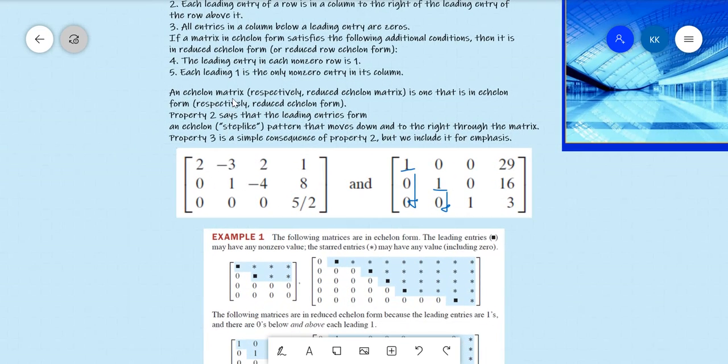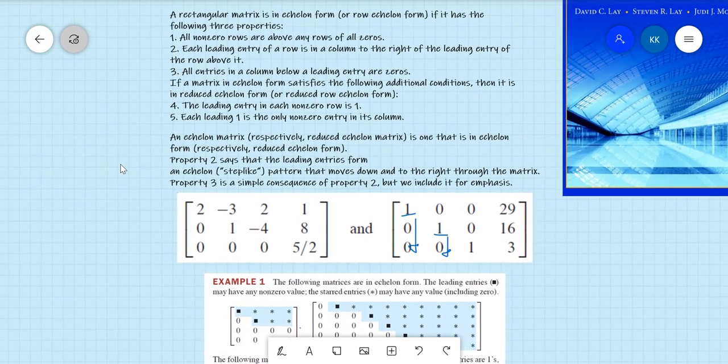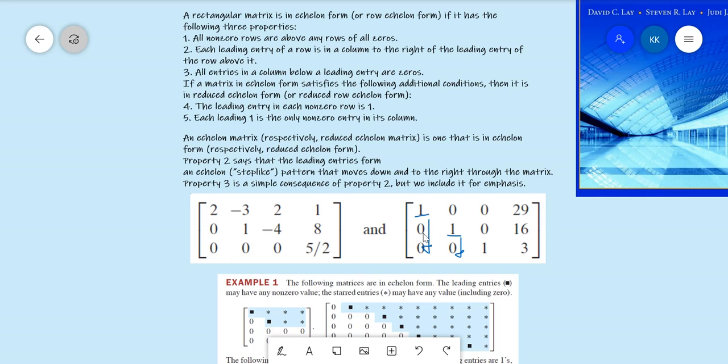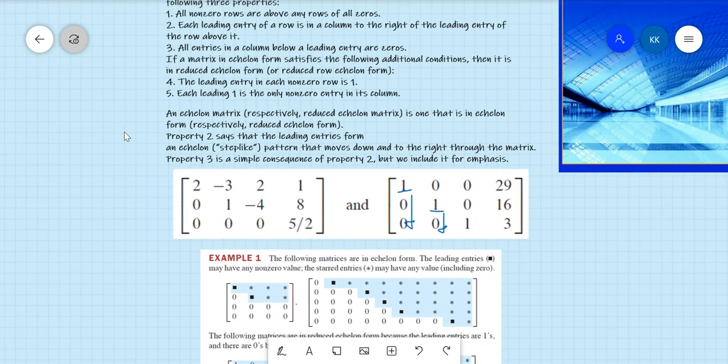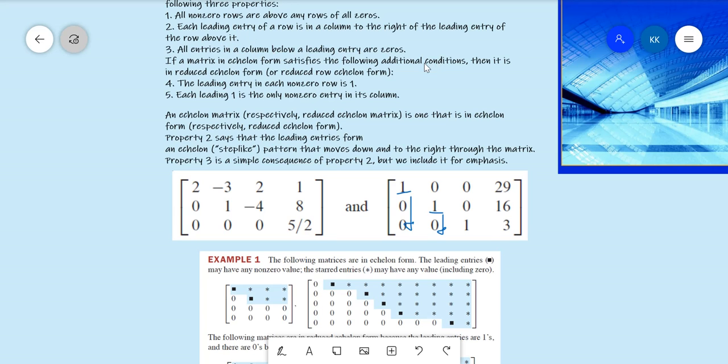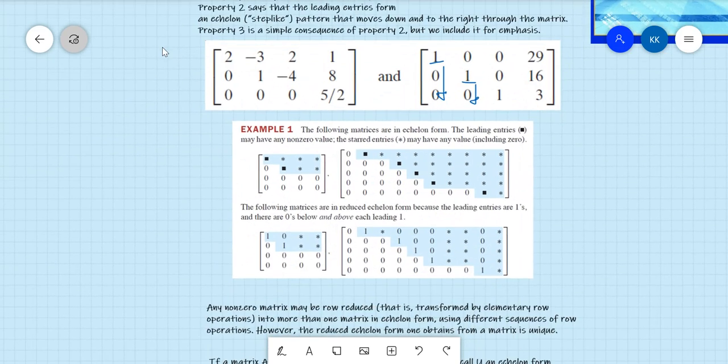Okay. An echelon matrix, respectively reduced echelon matrix, is one that is in echelon form, or respectively reduced echelon form. Property 2 says that the leading entries form an echelon step-like pattern that moves down and to the right through the matrix. So you can see this is sort of a step-like pattern. If you had more entries like in these examples, you get a step-like pattern. And property 3 is a simple consequence of property 2, of course, but we include it for special emphasis. So if this holds true, then this of course holds true, but we still take that.